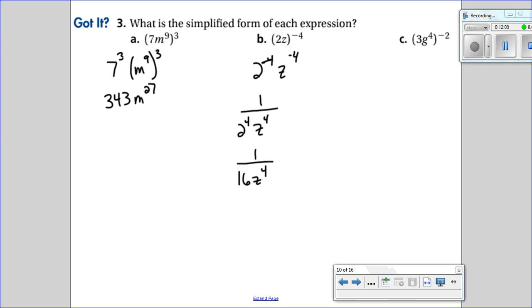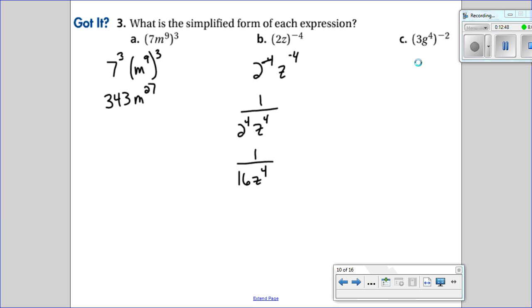So the 3 to the negative 2 is going to flip, right? So you're going to have 1 over 3 to the 2. 3 to the second power, which is 1 over 9. The g to the 4th to this negative second power is going to become, when you multiply them, g to the negative 8. So that means those are going to flip as well. So you're going to have 1 over 9 times g to the 8th power. And that will be how that last one ends up.